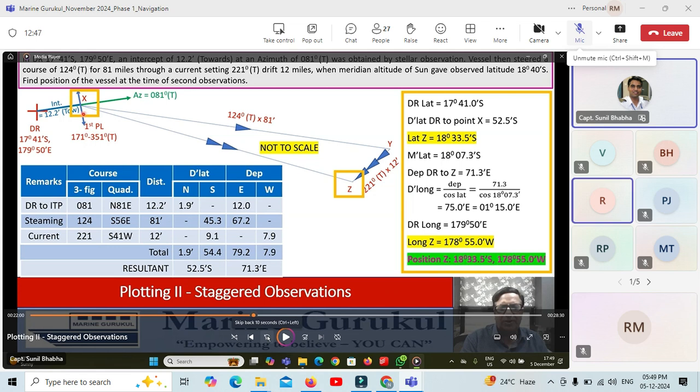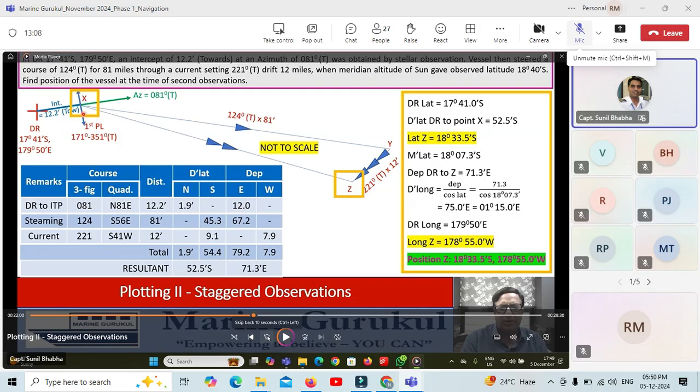Sir, in the tabular form, the DLAT and departure values we will get by plain sailing. Yeah, that's correct, beta. You apply the plain sailing formulas. DLAT is equal to distance cos course, departure is equal to distance sine course, and that's how you get the values. All right, sir.